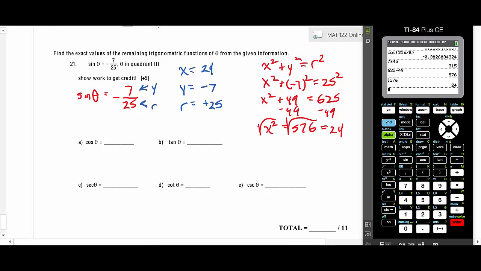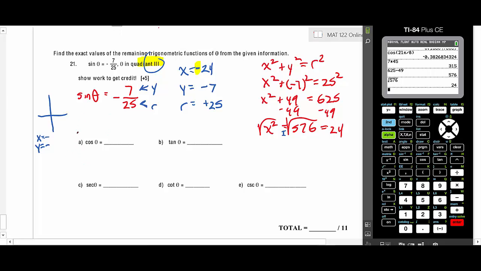Okay, now there's one other thing that you got to pay attention to. This is a plus minus, and you're in quadrant 3. So if you're in quadrant 3, x is negative and y is negative. So you got to be careful and make sure that you put that in there. That's a key detail of this problem, and it's because you're in quadrant 3. Okay, so what we'll do now is we just apply our definitions.